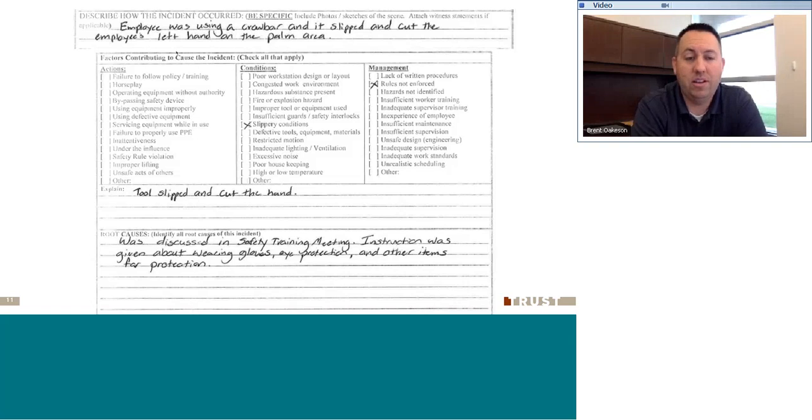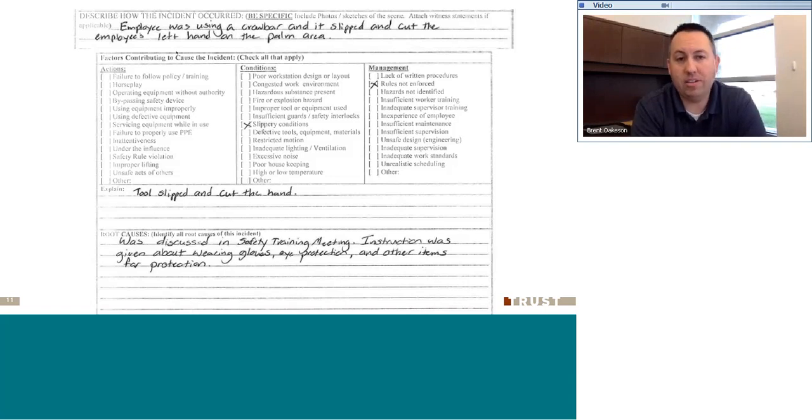Those are really good things to correct a hazard and the problem, but they're not necessarily a root cause. So in this case, they've actually identified what to correct and what a solution is, but they haven't identified the reason that this employee actually cut their hand on the crowbar.